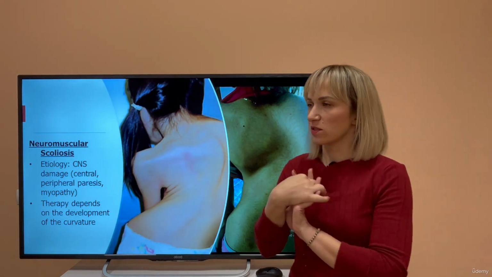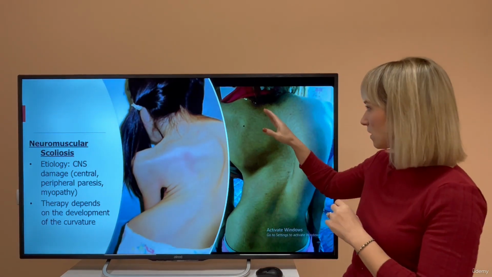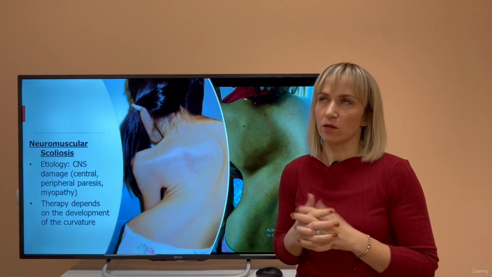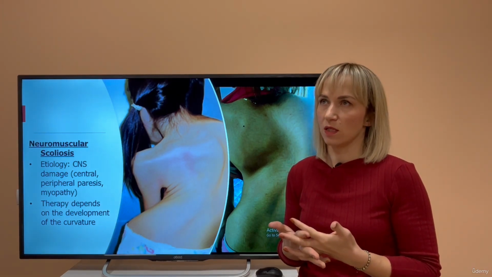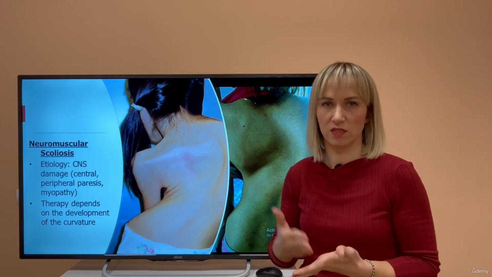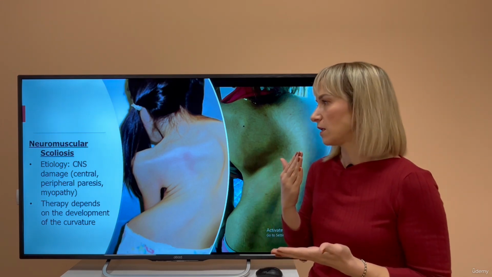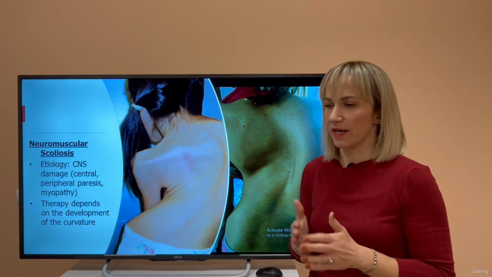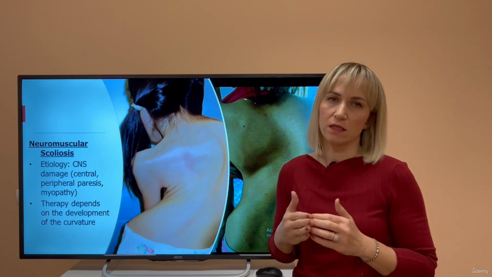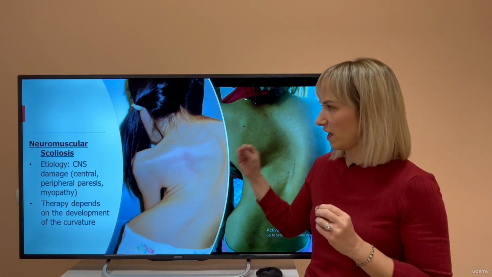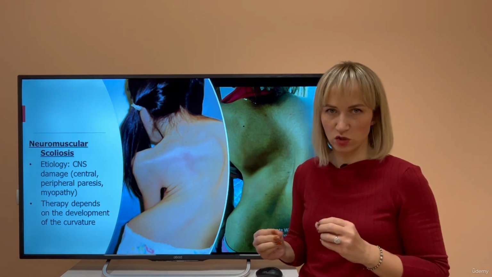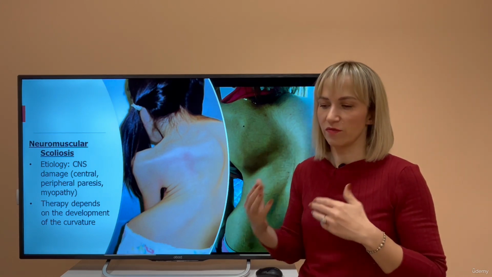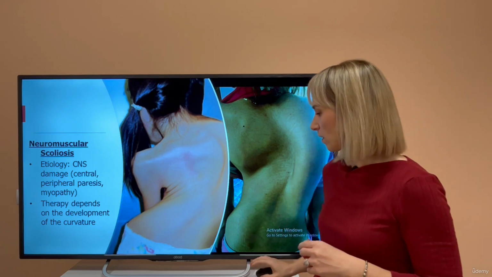And we have neuromuscular scoliosis. You can see here that there are big scoliosis curves. These scolioses are mostly seen when we have a central nervous system diagnosis, like peripheral paresis, myopathy, or central paresis. The therapy depends on the development of the scoliosis, on the age of the patient, on their cognitive apprehension, and whether they understand the treatment or not.